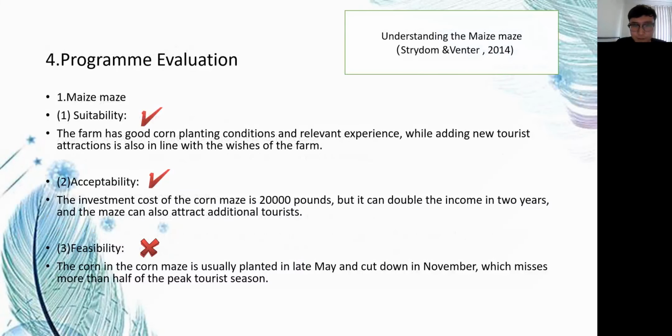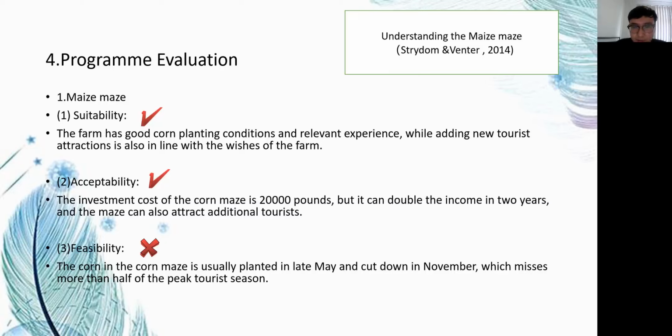There are two different projects proposed by James and Mary, and I will use the SAF strategy model to evaluate these two options. First is Maximize. In sustainability, the farm has good current planting conditions and relevant experience, while adding a new tourist attraction is also in line with the wishes of the farm.